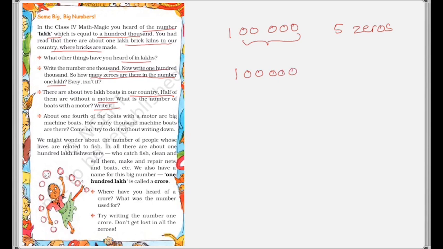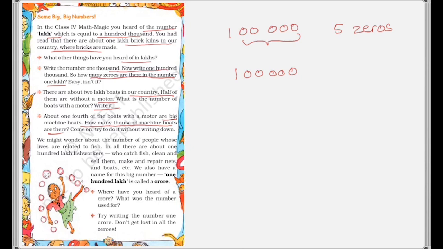So about 1/4 of the boats with a motor are big machine boats. How many thousand machine boats are there? This time we need to try it without writing down. So 1 lakh boats are there with motors. 1/4 of 1 lakh is 25,000. So 25,000 machine boats are there.